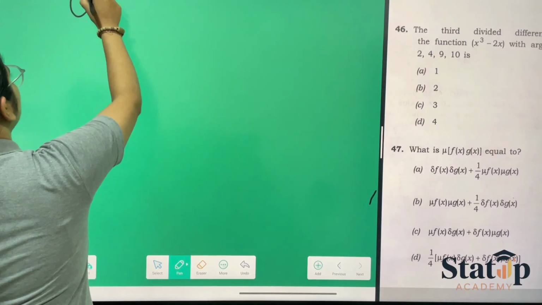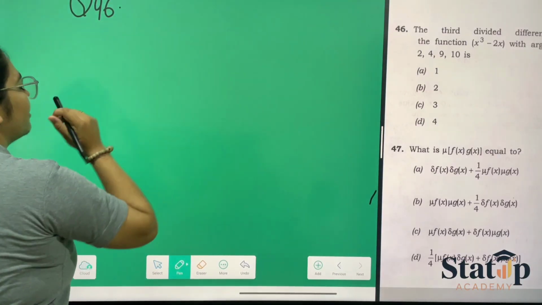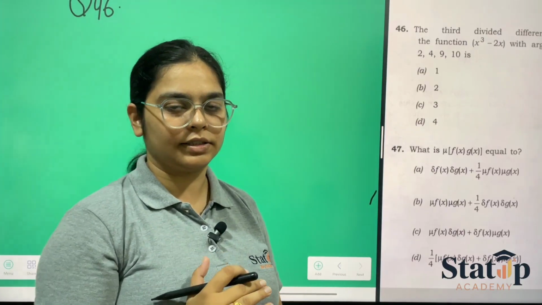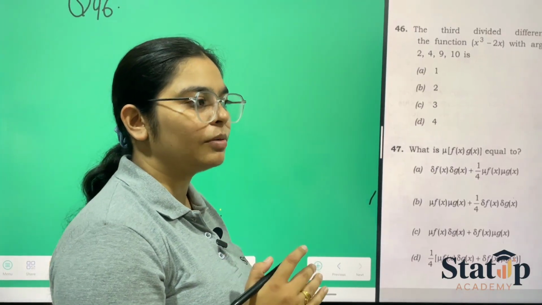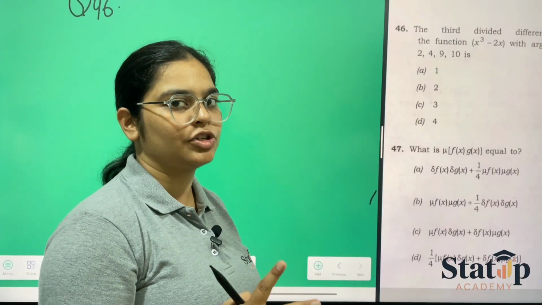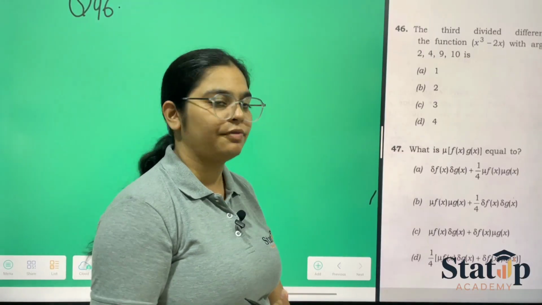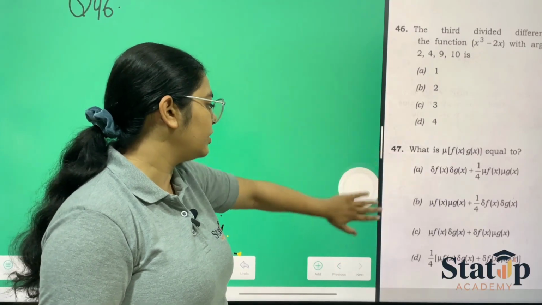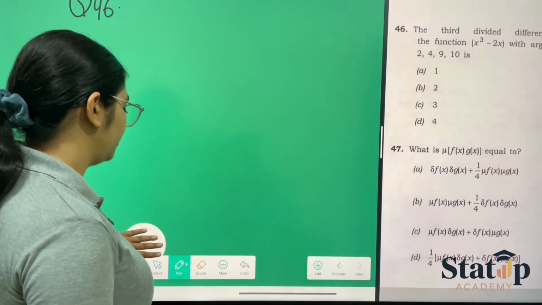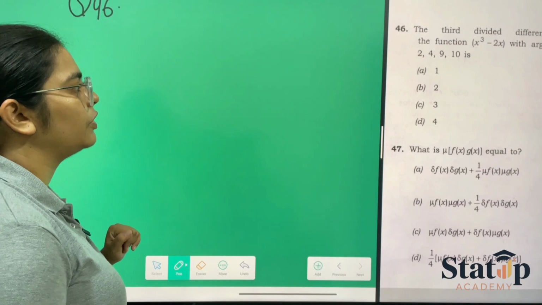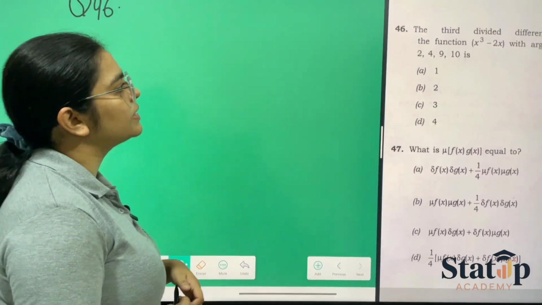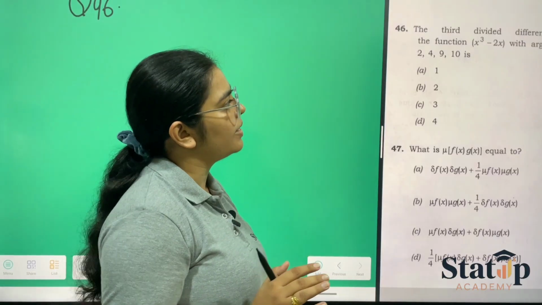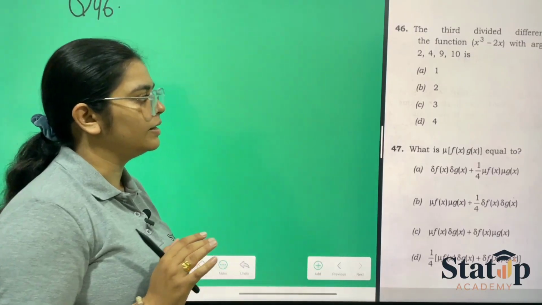So question number 46. Now, I would like to tell you that from question number 46 to 60, all are numerical analysis questions. From question number 40 to question number 60, 20 questions were of numerical analysis. We took 5 of them in the previous part of the series, and today we'll be taking the rest of them. So, today we are starting with question number 46. The question number 46 states that the third divided difference of the function x cube minus 2x with arguments 2, 4, 9 and 10 is.